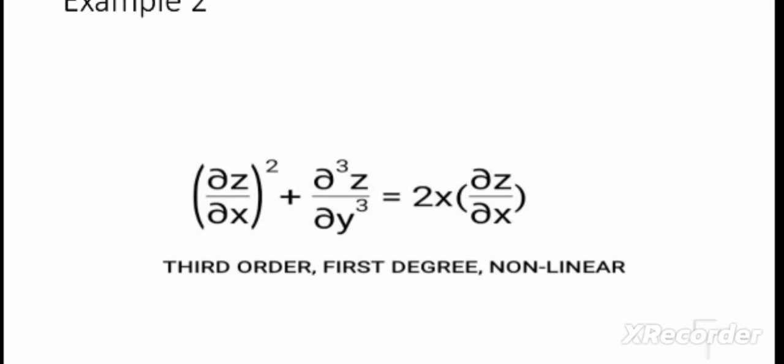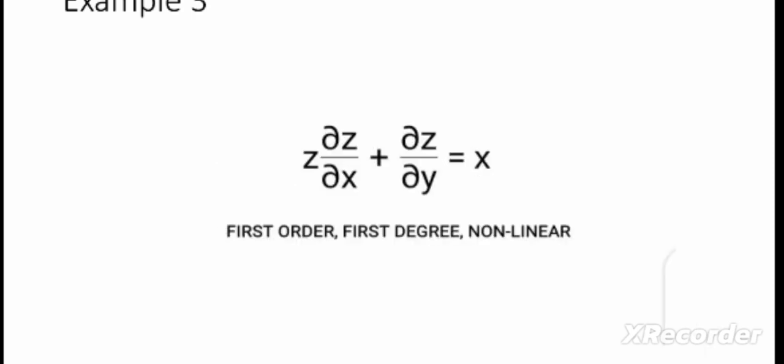If it is linear, it simply means that the dependent variable and its partial derivatives occur in the first degree. Because the dependent variable, which is z, did not occur in the first degree, do you understand? It did not occur in the first degree, so it simply means that this is a non-linear PDE.